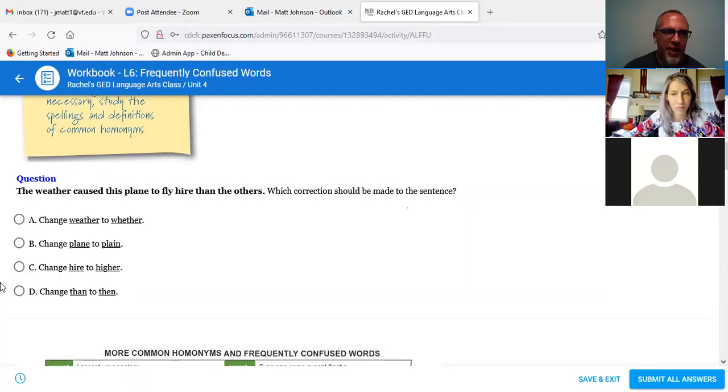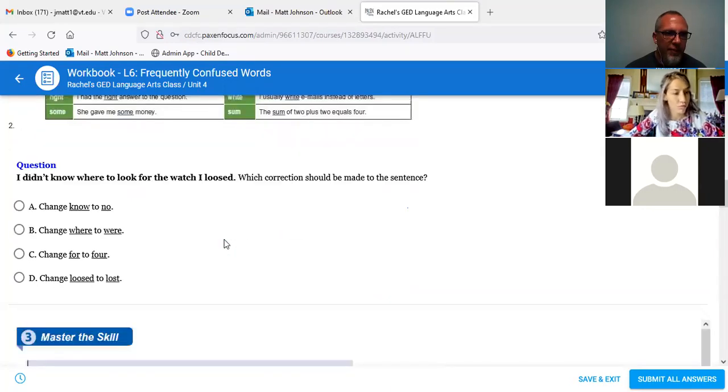The weather caused this plane to fly higher than the others. The answer is C. Yes. So that's the wrong form of hire. We're not hiring the plane. So we need H-I-G-H-E-R.